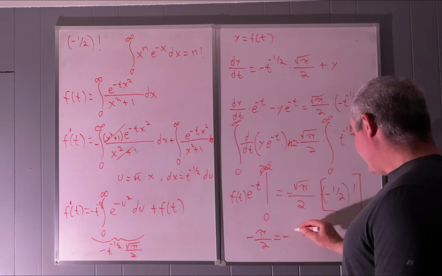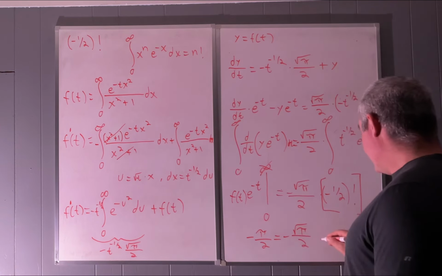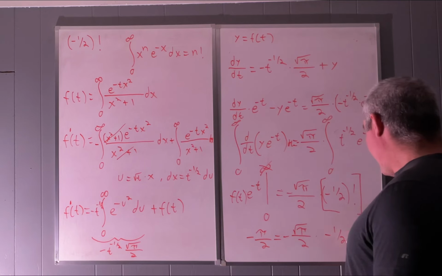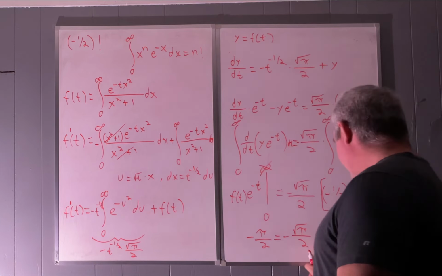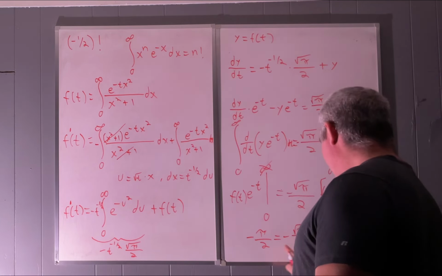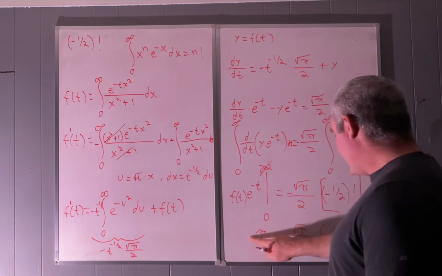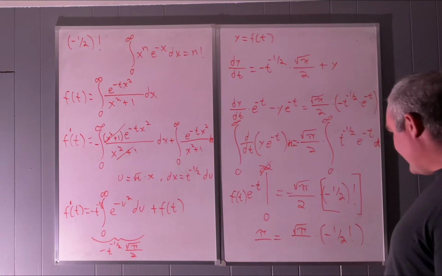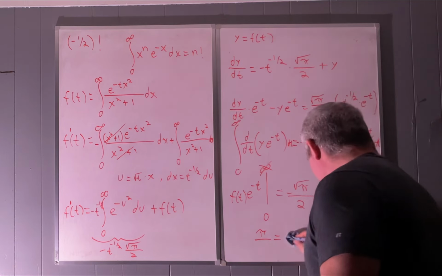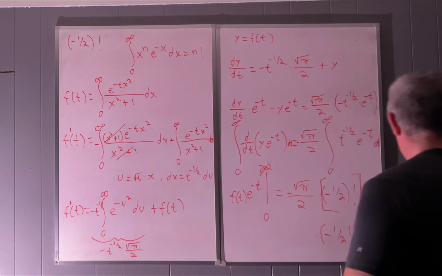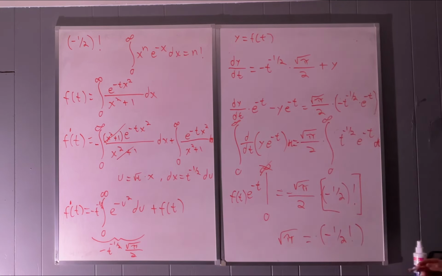is equal to negative square root of pi over 2 times negative 1/2 factorial. All right, let's multiply both sides of the equation by 2, get rid of the negative signs, and then divide both sides by the square root of pi. And we simply have that the square root of pi is equal to negative 1/2 factorial.